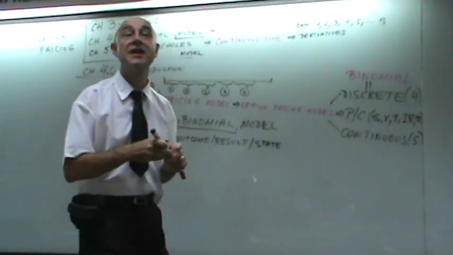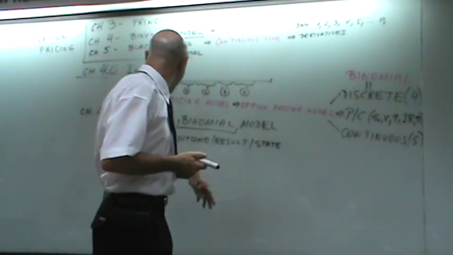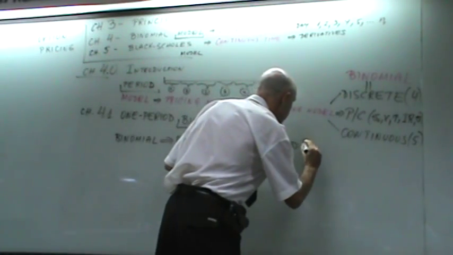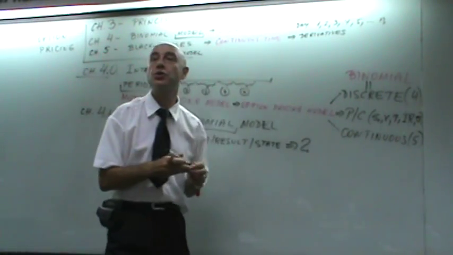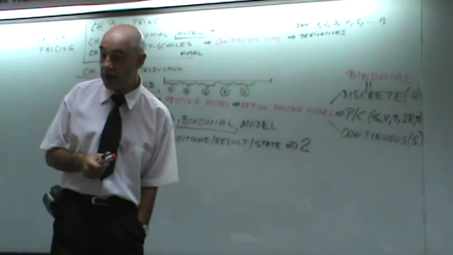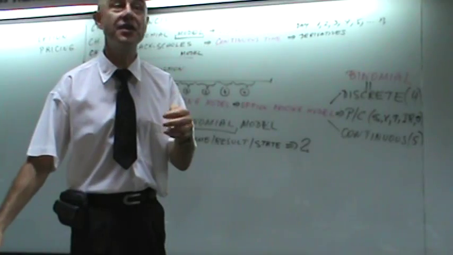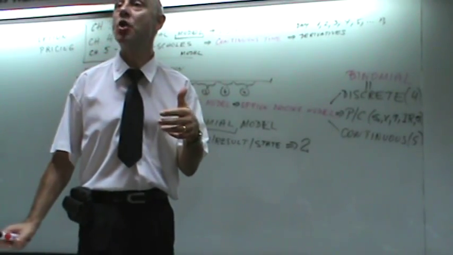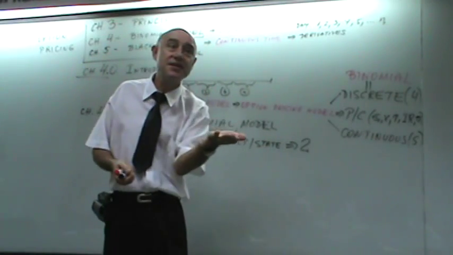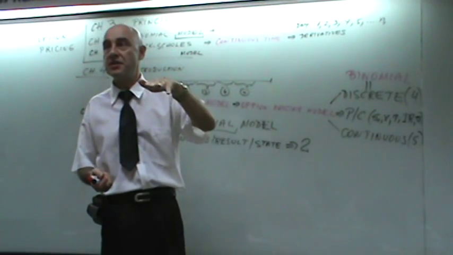We call it a state. In a binomial model, you've got two states or two outcomes. Well, I don't have a coin. A coin will be represented by a binomial model. A coin will have only two outcomes, heads and tails.